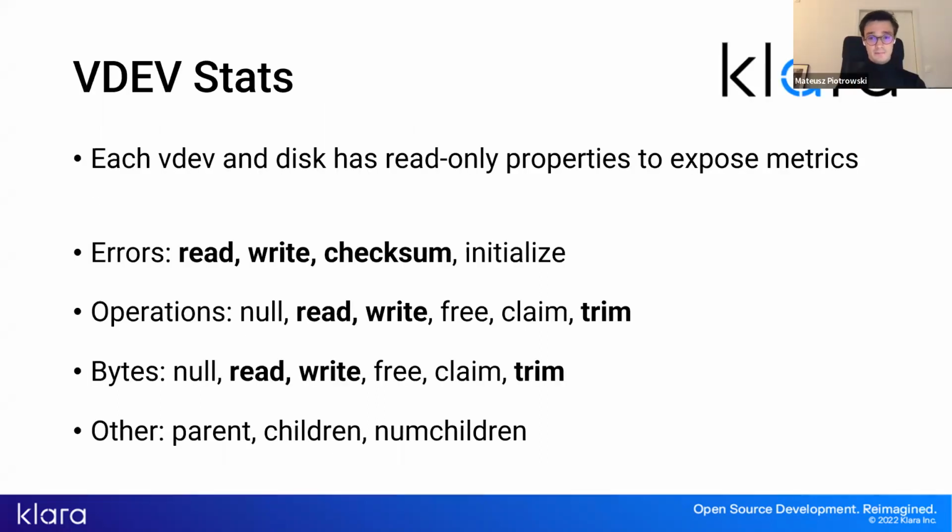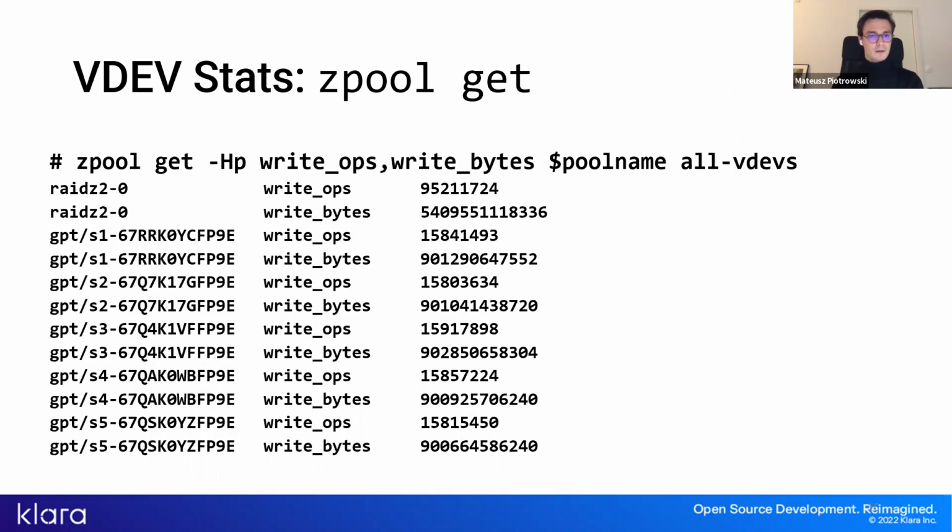And then we go one level lower, and we arrive at VDEVs. For VDEVs, we can also access the metrics they expose, and those are usually errors, operations, or other things. We have an example of a command in the next slide. I think we already had an example of zpool get in the previous slides. So this is a very standard interface for accessing bits about your ZFS system.